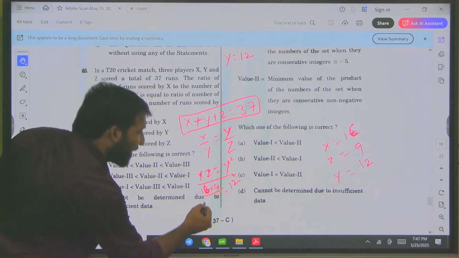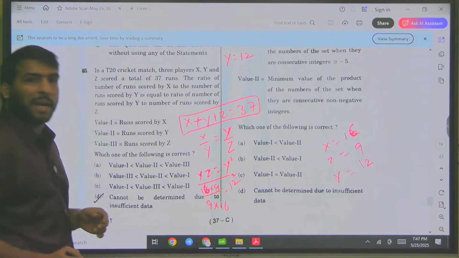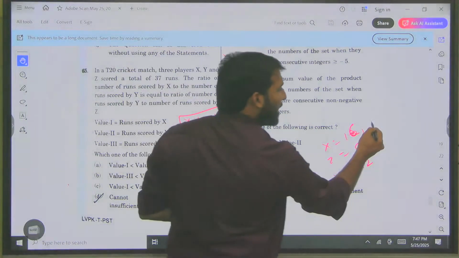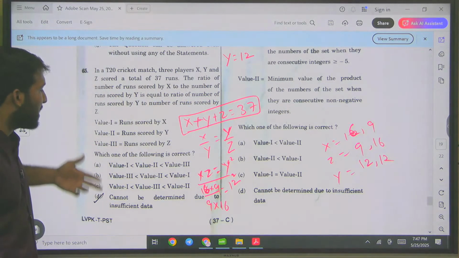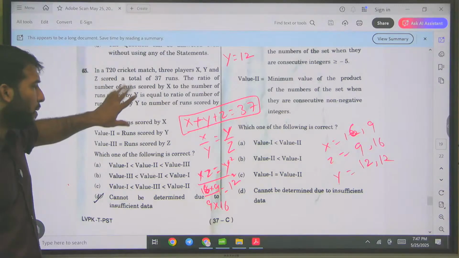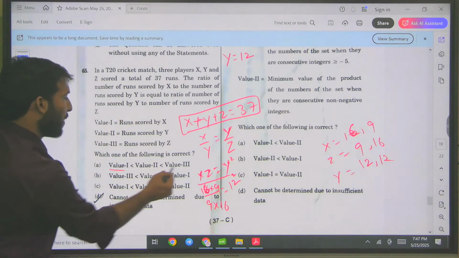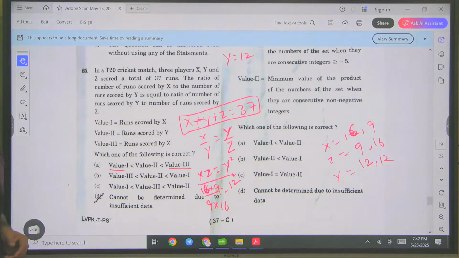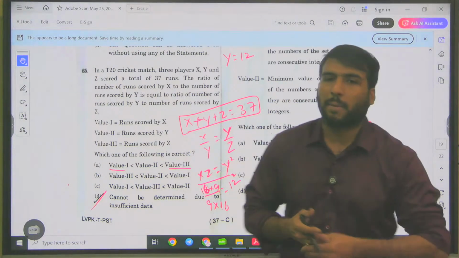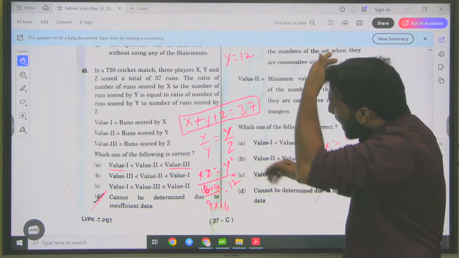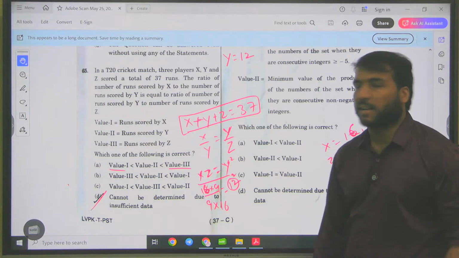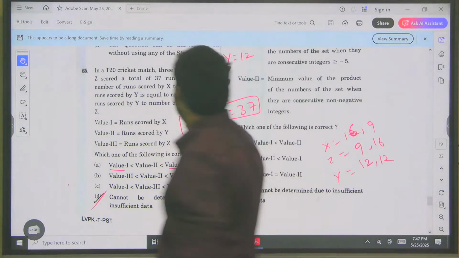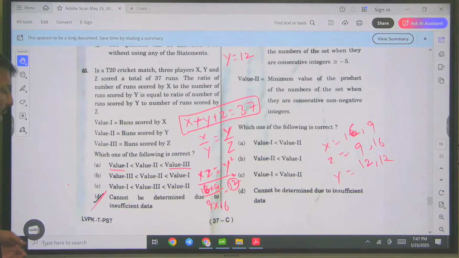But think, I can write it as 9 into 16 also, right? I can keep this as 9 and this as 16 and this as 12. Then there is a clash between value 1 and value 3. For that reason, I cannot say that the answer cannot be defined using insufficient data, because if you observe, there is a clash: the y value is 12, and x and z are 16 and 9. Okay, I think I have given you a detailed explanation about it for your clarity.